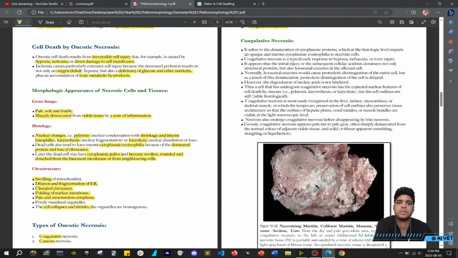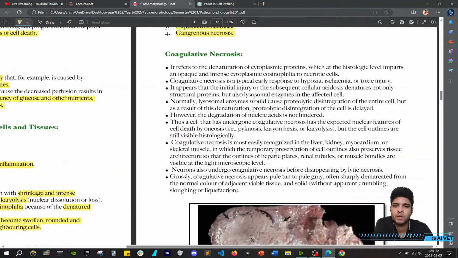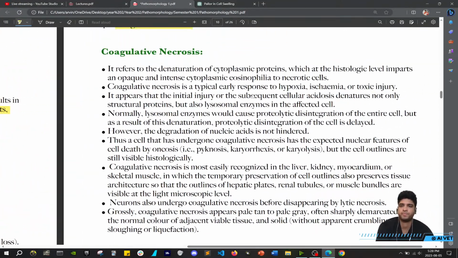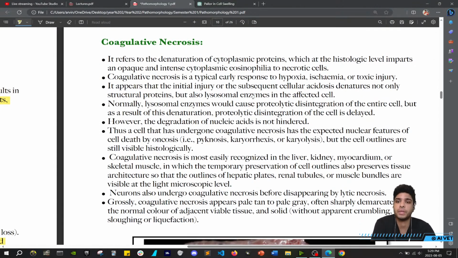Okay, guys, so let's finish it off for today. Coagulative necrosis, the first type of necrosis that we are studying. Cytoplasmic proteins get denatured. They cause opaqueness and intense cytoplasmic eosinophilia.